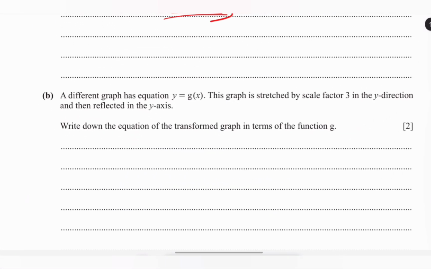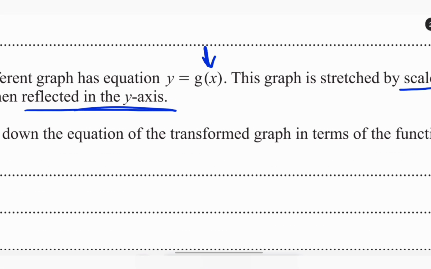Now in part B, it says a different graph has equation y equals g of x. This graph is stretched by scale factor 3 in the y direction, then reflected in the y-axis. Write down the equation of the transformed graph in terms of the function g. So we have a scale factor 3 in the y direction, and then a reflection in the y-axis. For a scale factor 3 in the y direction, we just multiply our graph by the scale factor, which is 3. So that gives us y is equal to 3 times g of x, which is 3g(x), like that.